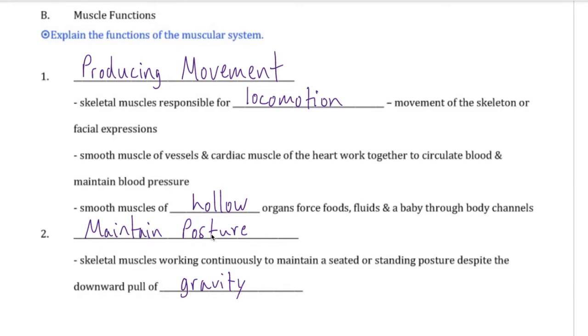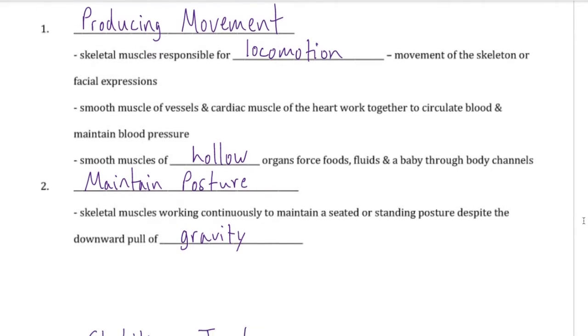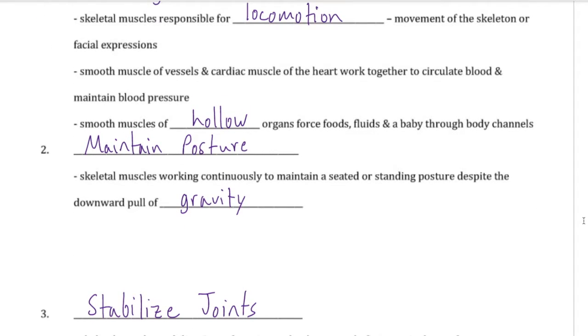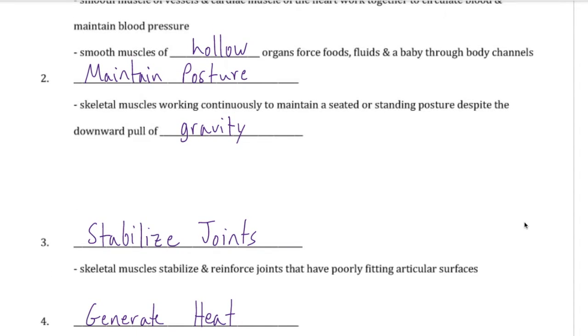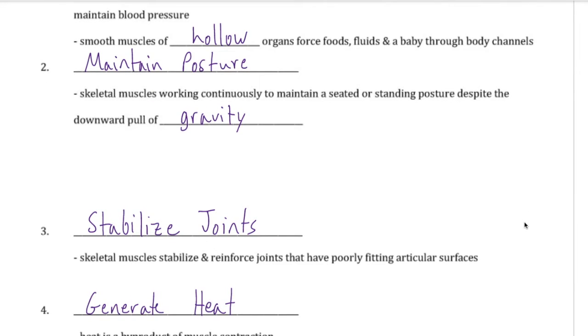So muscle functions, we're going to be producing movement here. Skeletal muscles are responsible for locomotion, that movement of the skeletal system, and facial expressions. Smooth muscle in vessels and cardiac muscle work together to circulate blood and maintain blood pressure. And then smooth muscles of hollow organs force fluids and other substances through body channels. It's also going to help maintain posture. Skeletal muscle works continuously to maintain a seated or standing position despite the downward pull of gravity.